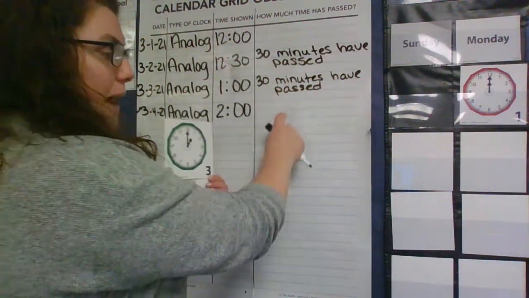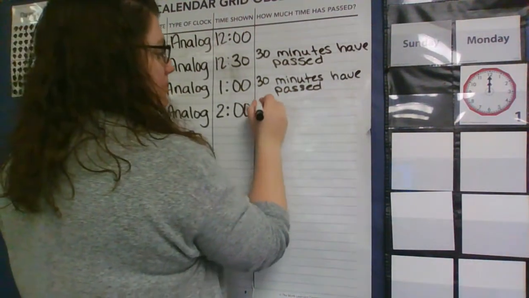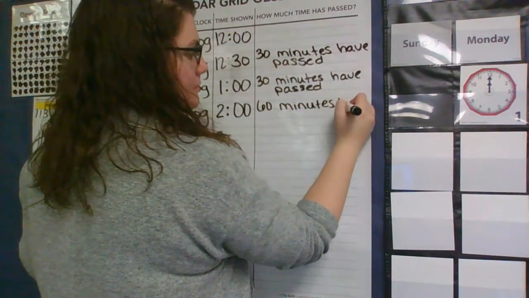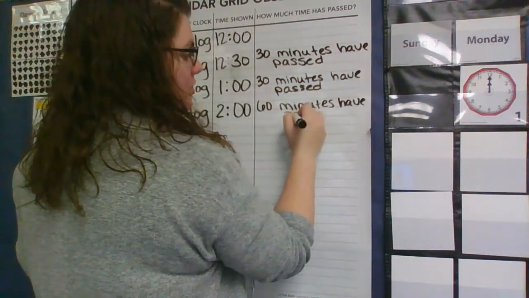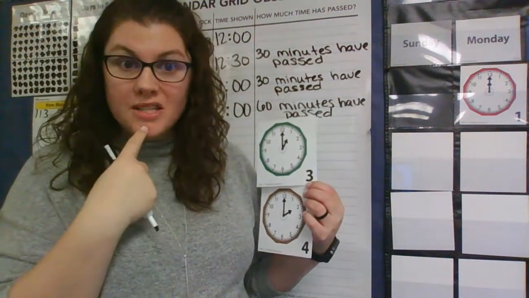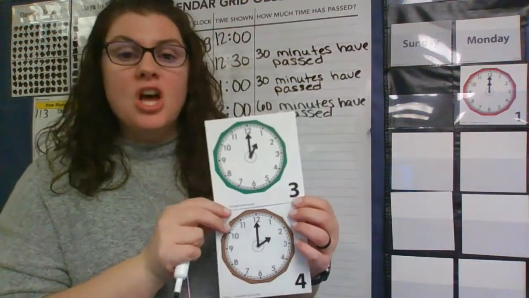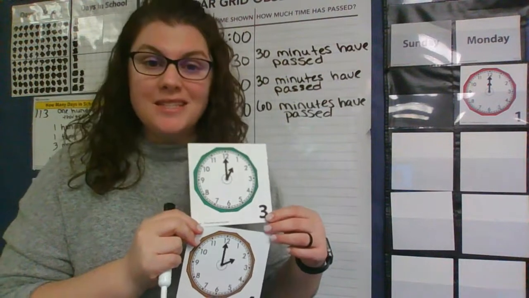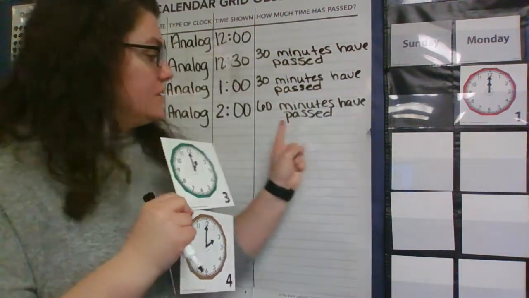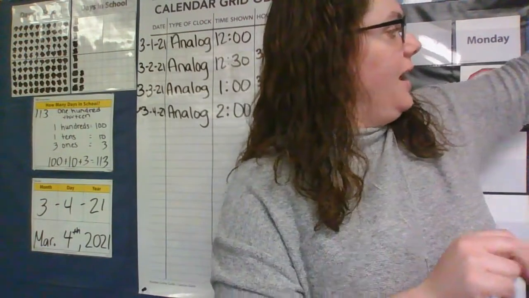So how many minutes have passed? 60 minutes have passed. Did we all know that there are 60 minutes in 1 hour? If not, you learned something new and amazing today. So when somebody says we'll be there in 60 minutes, that means they'll be there in 1 hour. So 1 hour equals 60 minutes. All right, my friends. Thanks for your help with that.